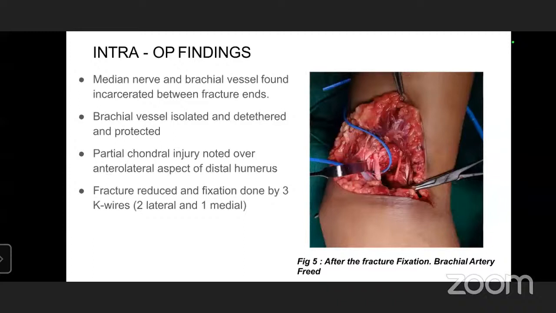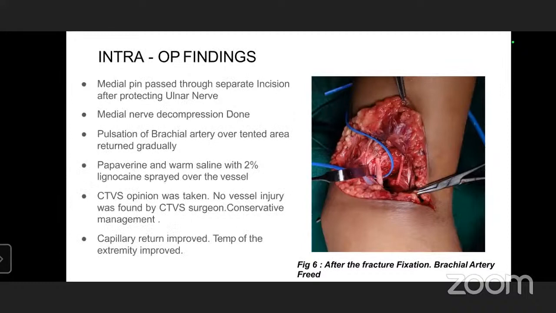Now moving forward, the median nerve and the brachial vessel were found interposed between the fracture ends. The brachial vessel was isolated, tagged and protected. A partial condyle injury was noted over the anterolateral aspect of the distal humerus. Fracture reduction was done with 3 K-wires, 2 lateral and 1 medial, and the medial pin was passed through a separate incision after protecting the ulnar nerve. The median nerve decompression was done. The pulsation of the brachial artery over the tented area returned gradually. Papaverine and warm saline with 2% lignocaine was sprayed over the vessel.